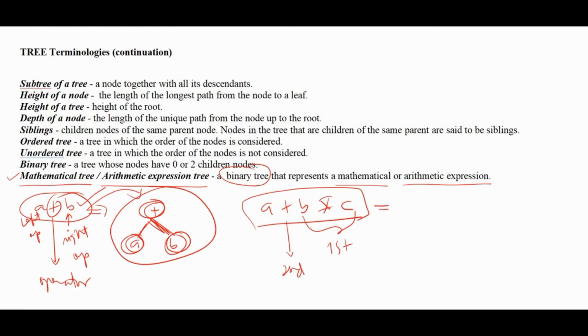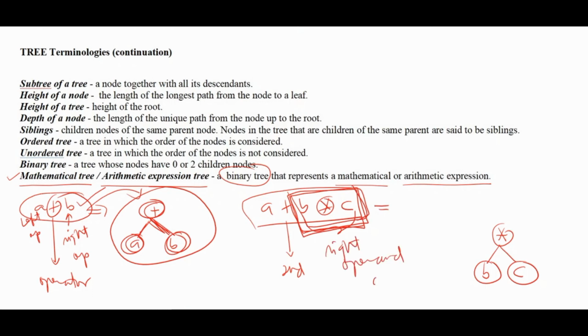So performing this one first, we draw this subtree. Because this is a sub-expression, we call this subtree. So that is multiplication, and the left operand is B and the right operand is C. And this sub-expression is the right operand of plus, okay? And A is the left operand of the operator addition, okay?